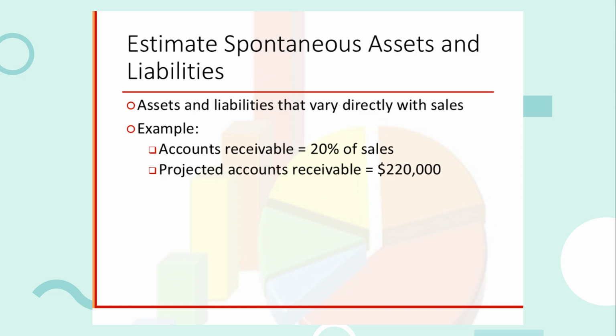Estimating spontaneous assets and liabilities. Some assets and liabilities will change automatically with sales. These are the spontaneous items. For example, if accounts receivable are usually 20% of sales, and projected sales are $1.1 million, then receivables would rise to $220,000.